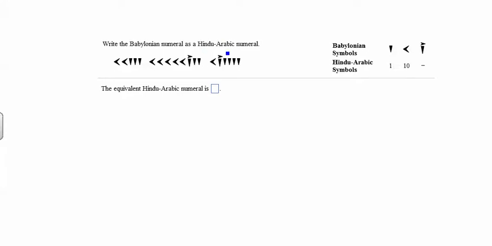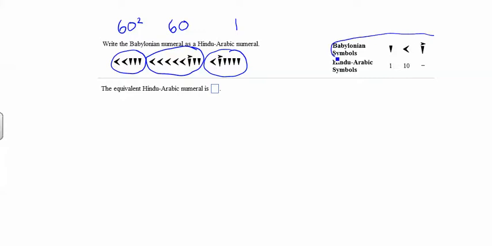On the right-hand side, those are your ones. This is how many 60s that you have. And that is how many 60 to the second powers you have, 3600, 60 squared you have. So the basic numerals in the Babylonian system, there's really only 2 or 3 numerals. Remember, a numeral is just a symbol for a number. And we have the symbol for a 1, the symbol for a 10, and then sometimes we do subtract.